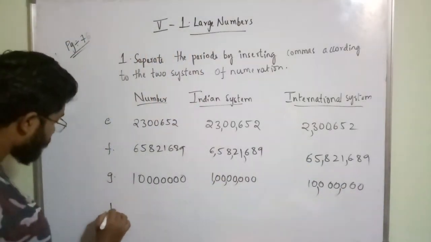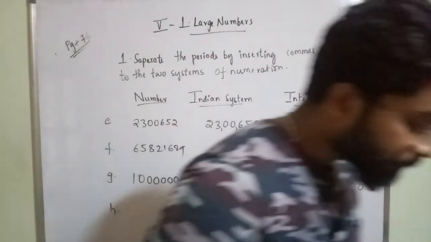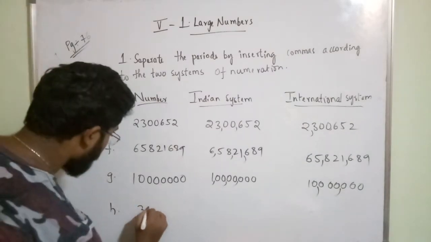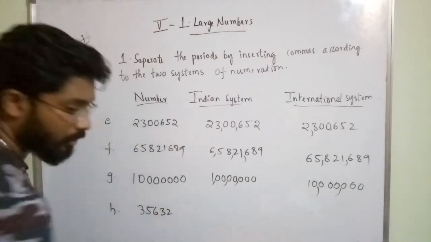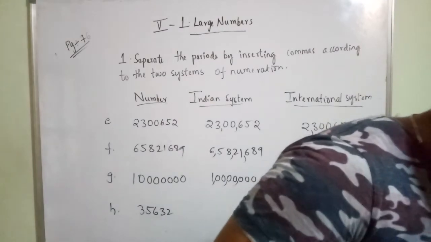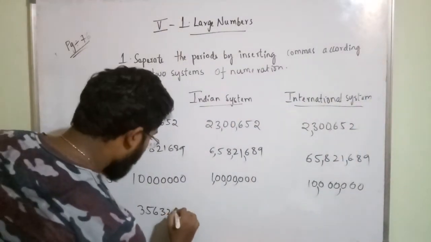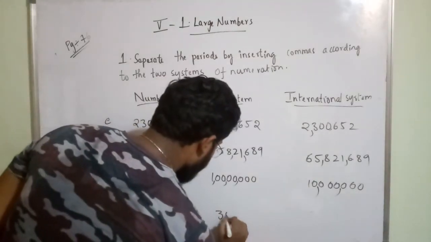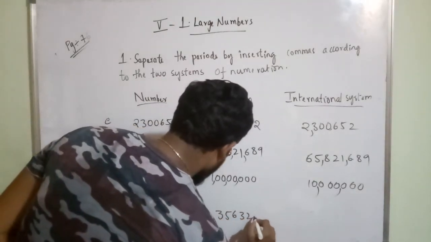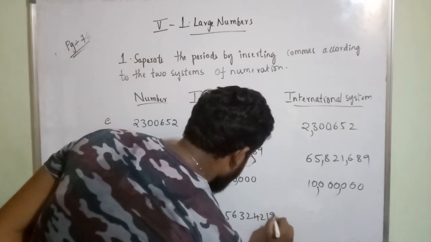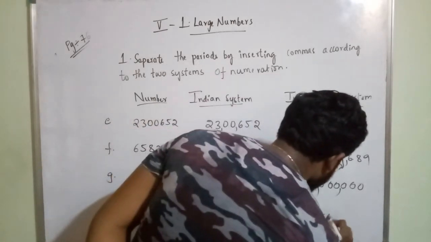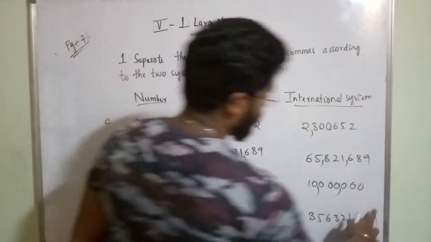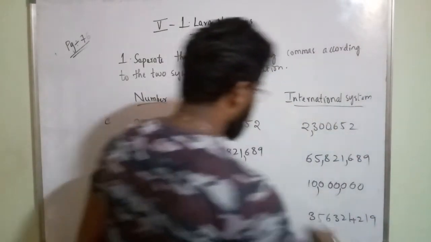Next, H. What is H? 35632 4219. 35632 4219 is the given number, no? So write the number and again separate.